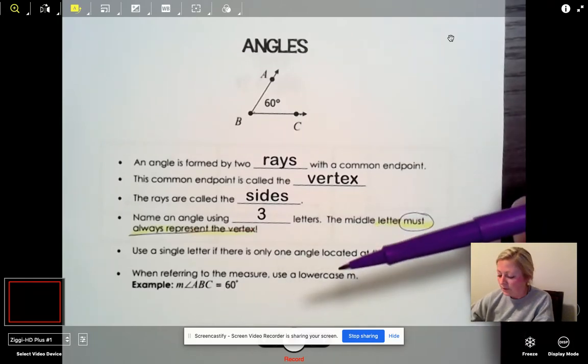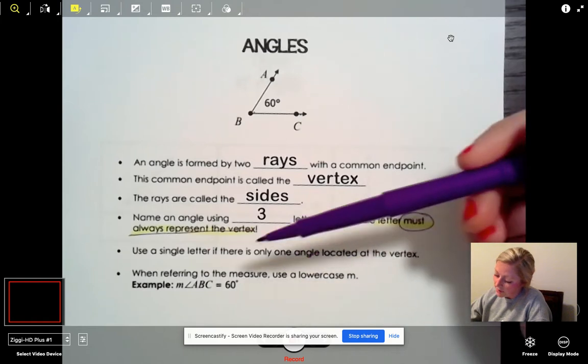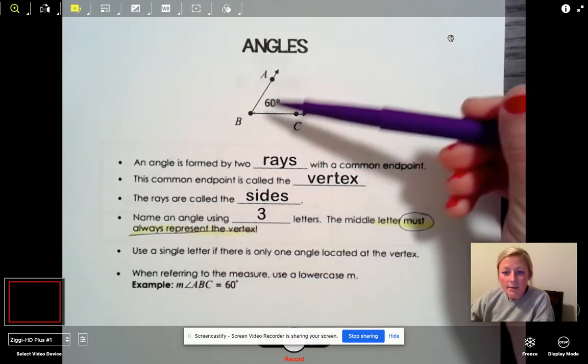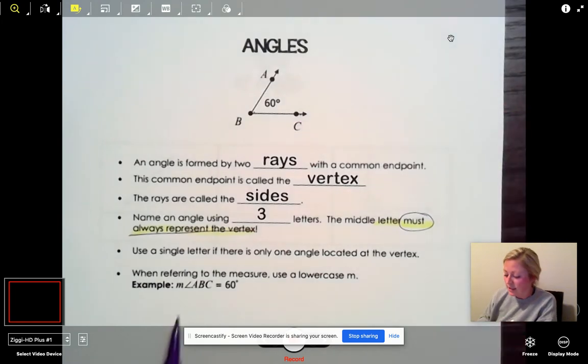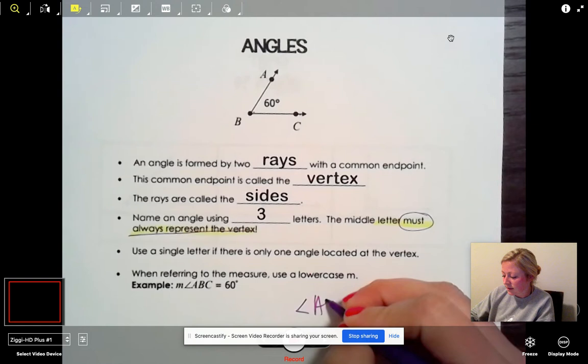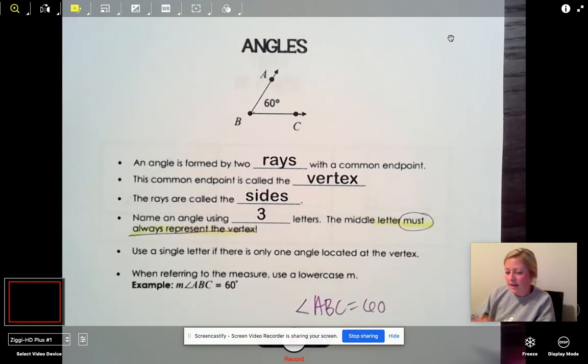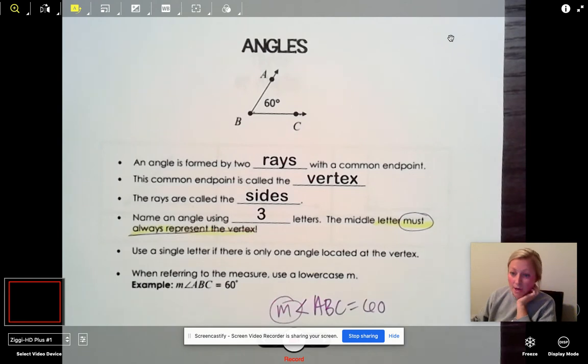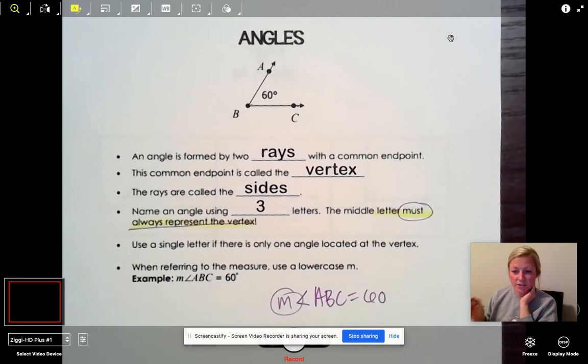Here's another fun notational thing we have in geometry. When referring to the measure, use a lowercase m. If I want to talk about this measuring 60 degrees, this is how you would write it: the measure of angle ABC is equal to 60 degrees. We wouldn't just say this. That's technically not correct. You have to have that m in front for the measure. I know it seems kind of weird or like a waste of our time, but it's just one of those things that we have to accept.